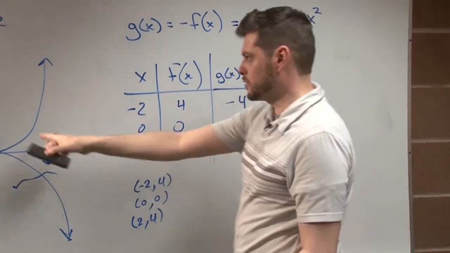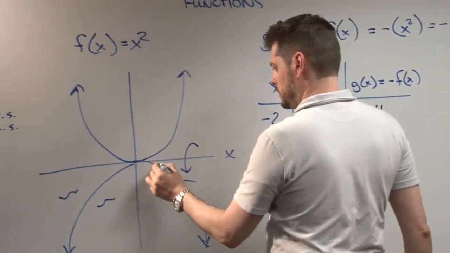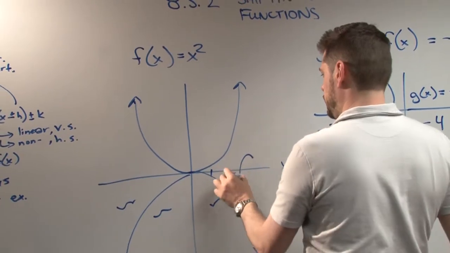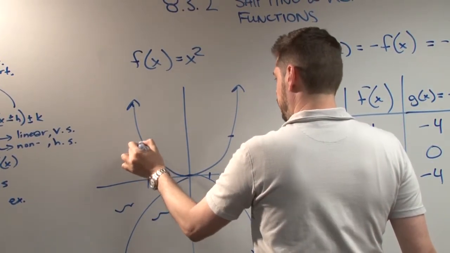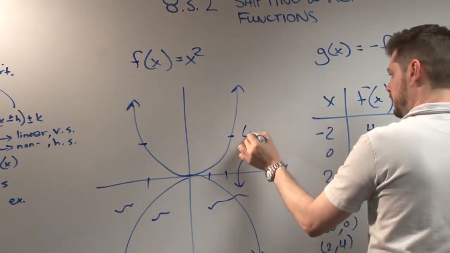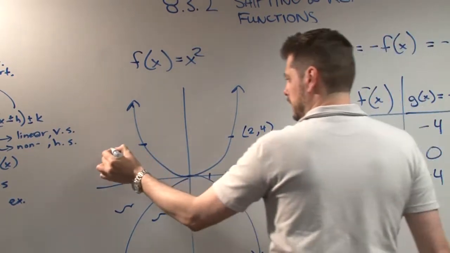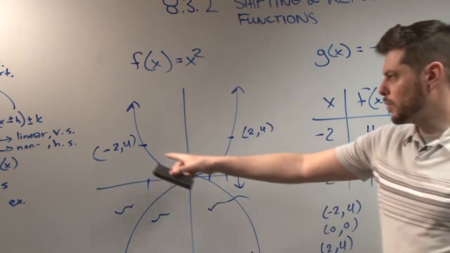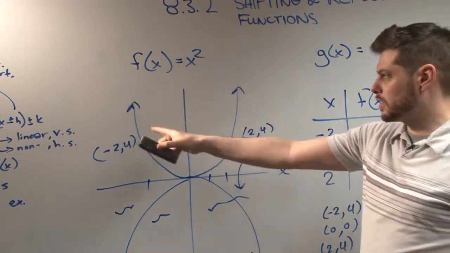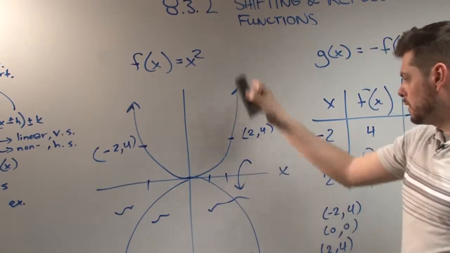And when I plot those on the graph here, this would be my 2, and this would be my 4. This would be my -2, and this would be my 4 up here, right? 2 and 4, and -2 and 4. We can see, oh, I'm getting my original function. I'm getting my shape that moves up.